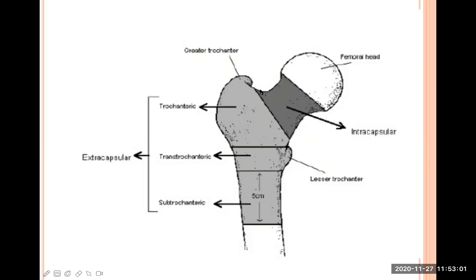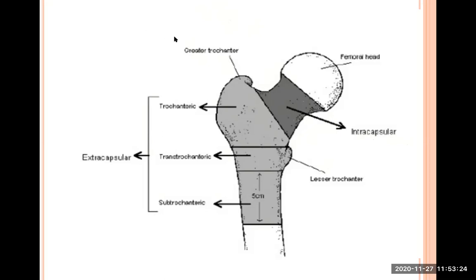So if a fracture occurs inside this capsule, we call it an intracapsular fracture. Now there are so many different types of intracapsular fracture. We'll talk about that extensively in today's class, but still right now you want to know about it. This is just below the head, so this is called a subcapital fracture. Subcapital fracture.